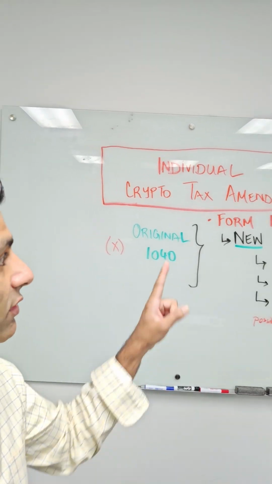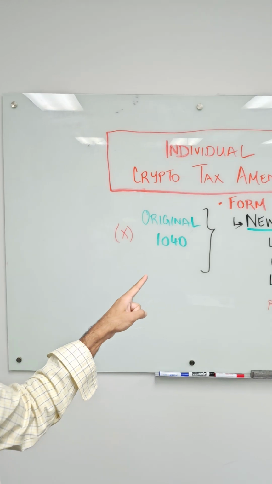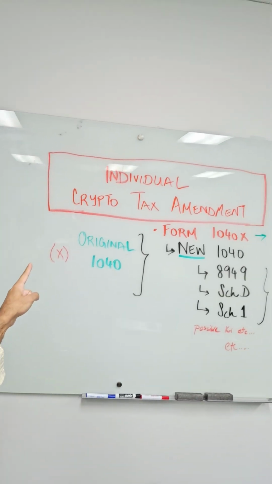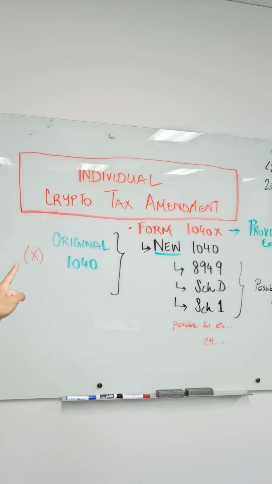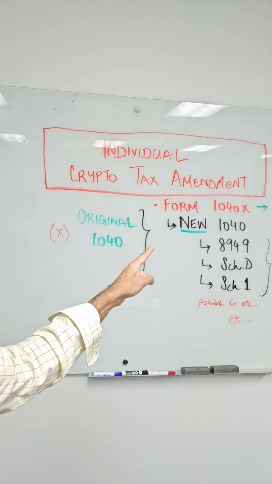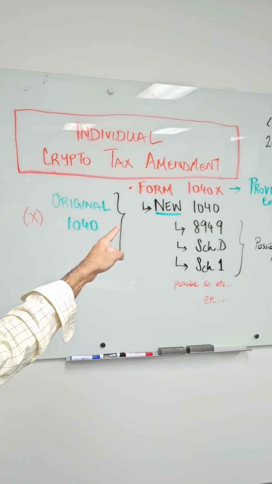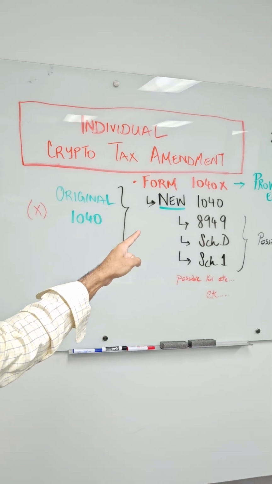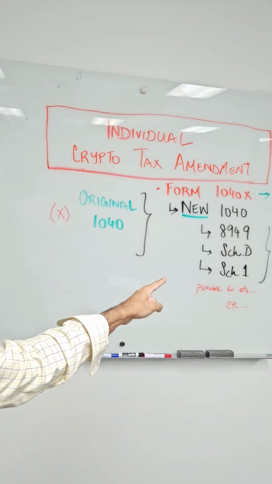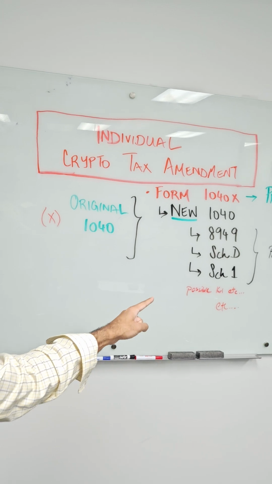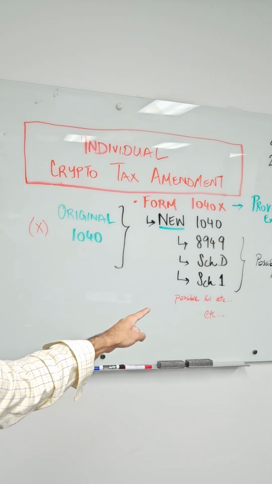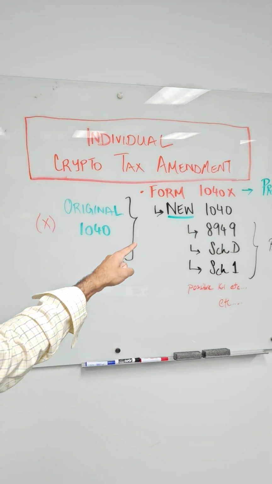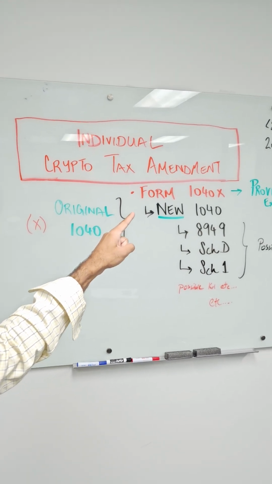All right, here we have the visual. We have the original amendment, which we no longer need, right? That's why I put an X to it. Then we have the new 1040. The new 1040 will comprise either a new 8949 form, a new Schedule D, a new Schedule 1, and you could have possible K1 amendments that are bringing the crypto to you. But a simple one will have probably an 8949 form.